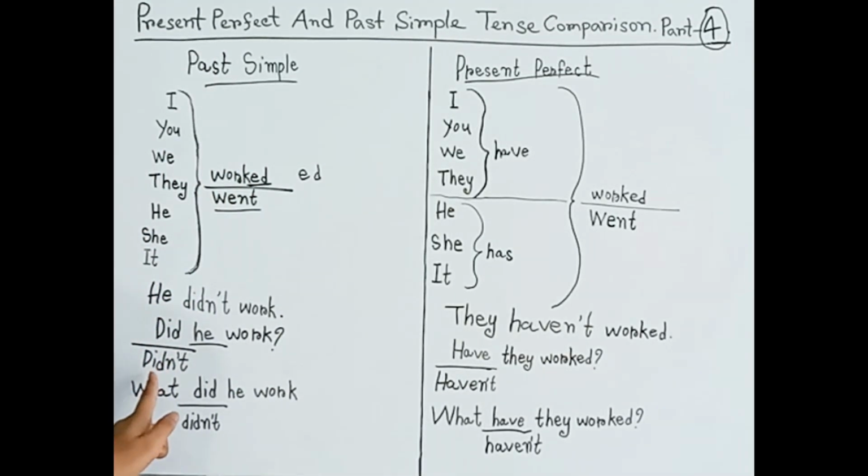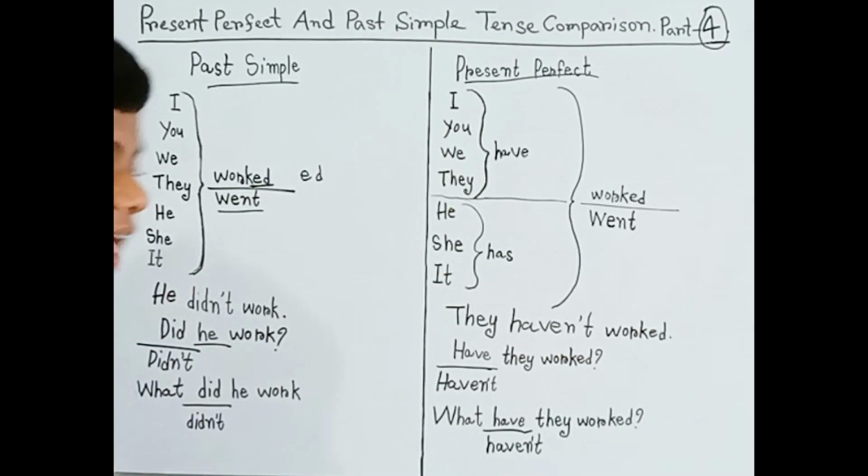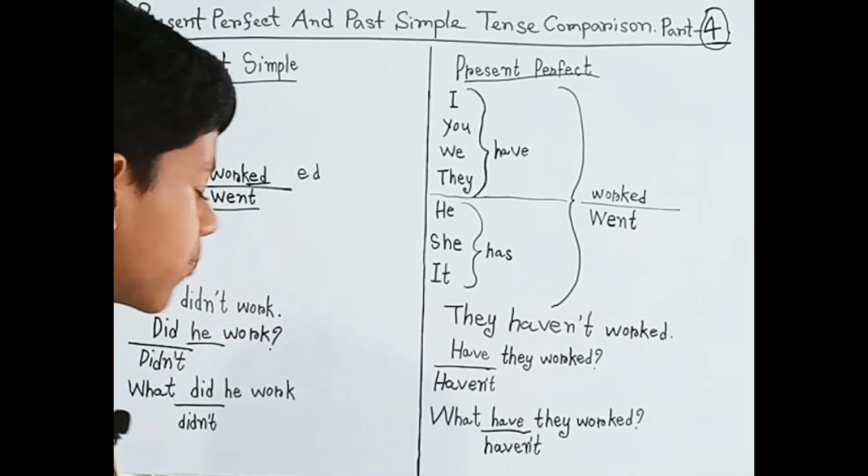The next is didn't. Didn't I work? Didn't you work? Didn't they work? Didn't she work? Didn't he work? And go on. Now we will practice the WH questions.